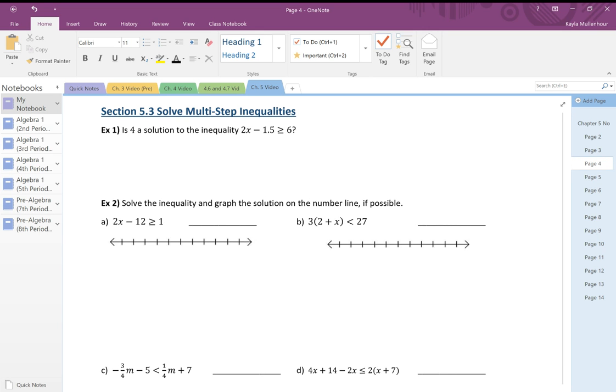Section 3.5, solving multi-step inequalities. We're just going to jump right into this one. Example 1 is for a solution to the inequality, 2x minus 1.5 is greater than or equal to 6.